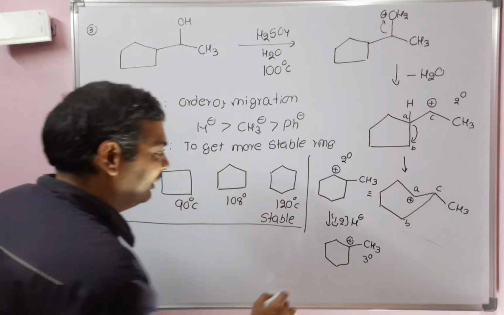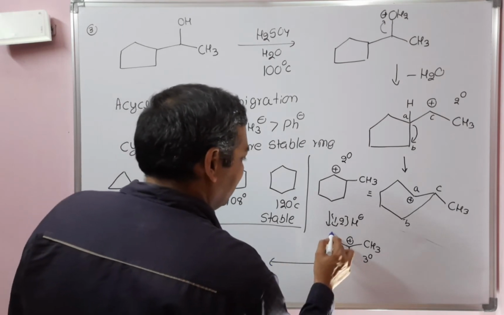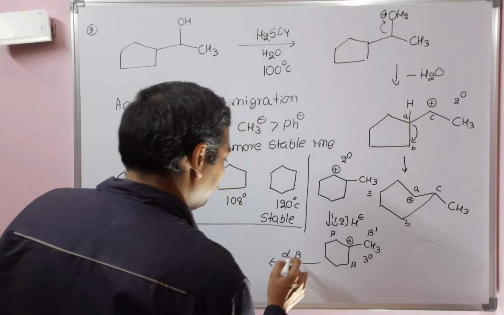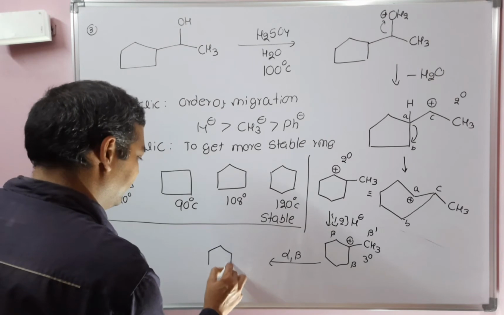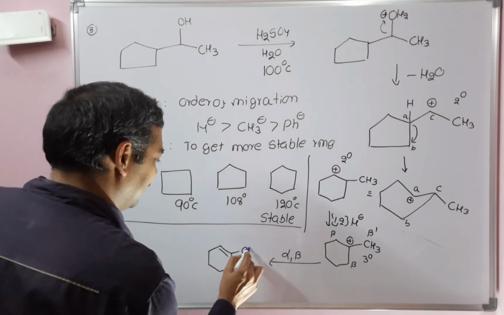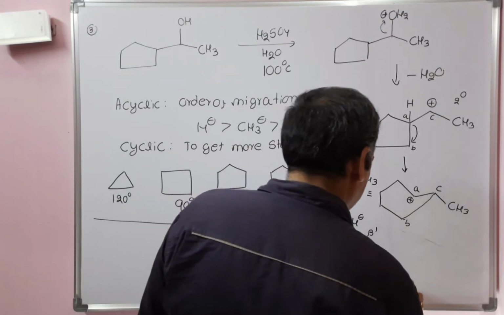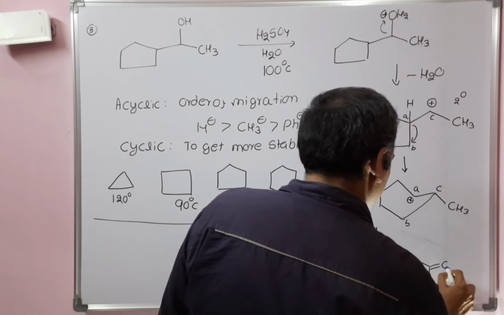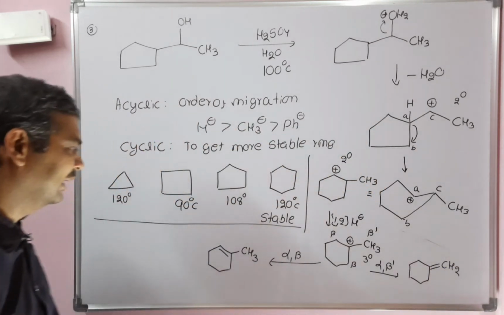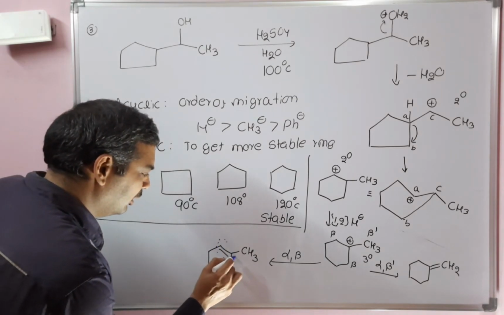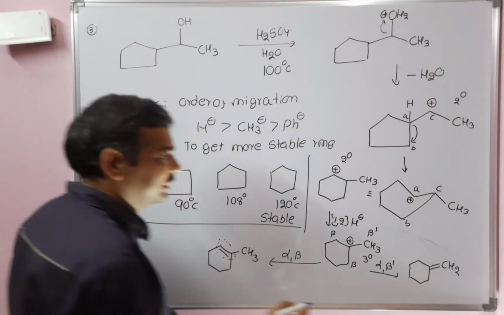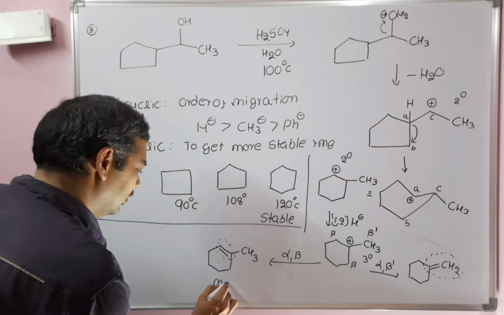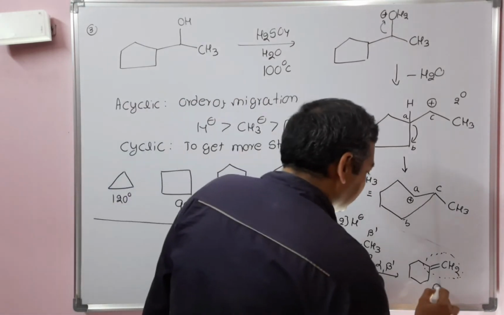From here, elimination starts. Suppose here again, alpha, beta, beta prime. If the elimination is with respect to alpha and beta, the product obtained is this one, CH3. Suppose the elimination occurs between alpha and beta prime, the product obtained is this one. So among these two, which is major and which is minor? If you see, this is a double bond. On the double bond here, 1, 2, 3, three substitutions are there. On the double bond here, two substitutions are there. Definitely this is the major product and this is the minor product.